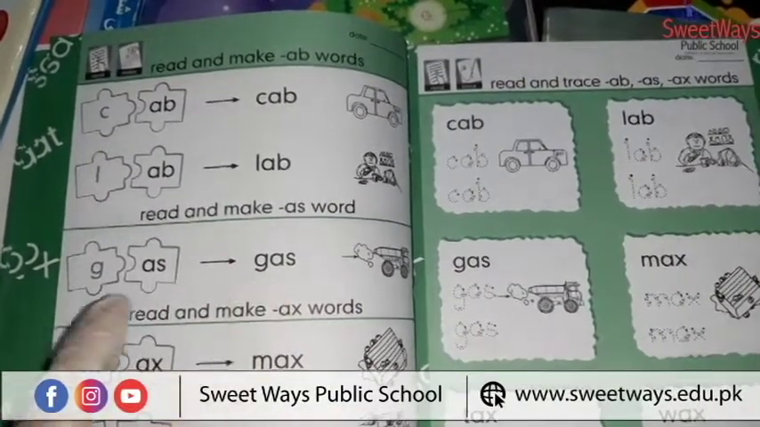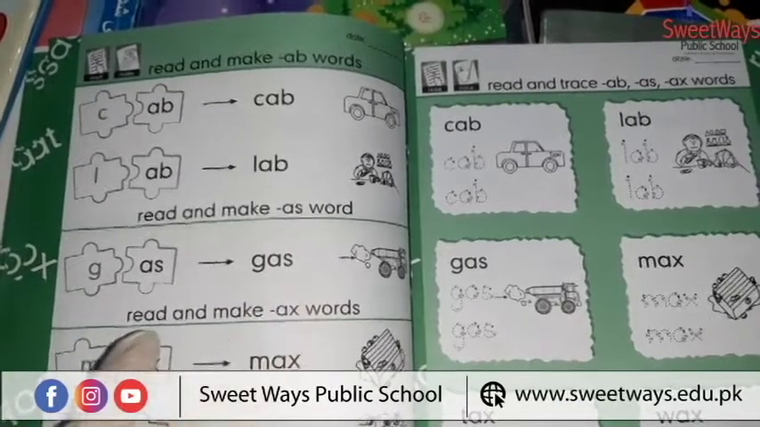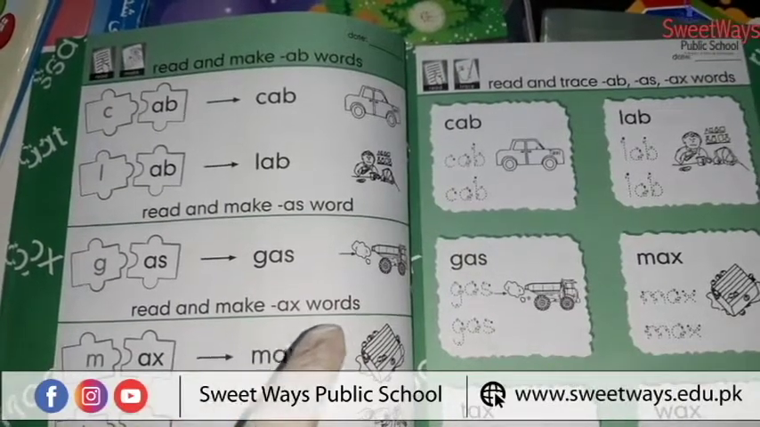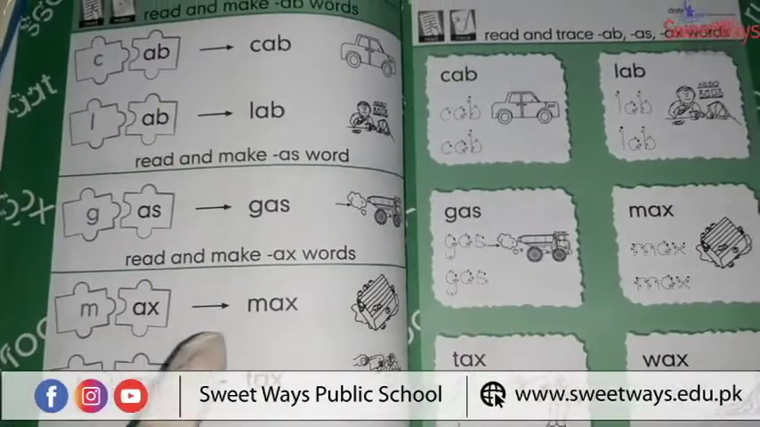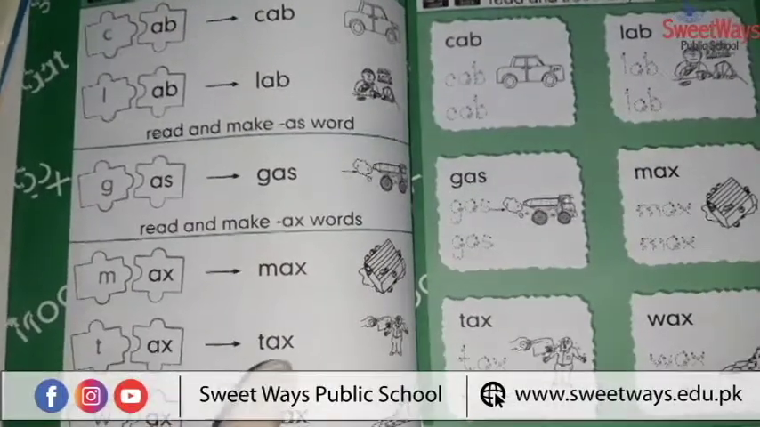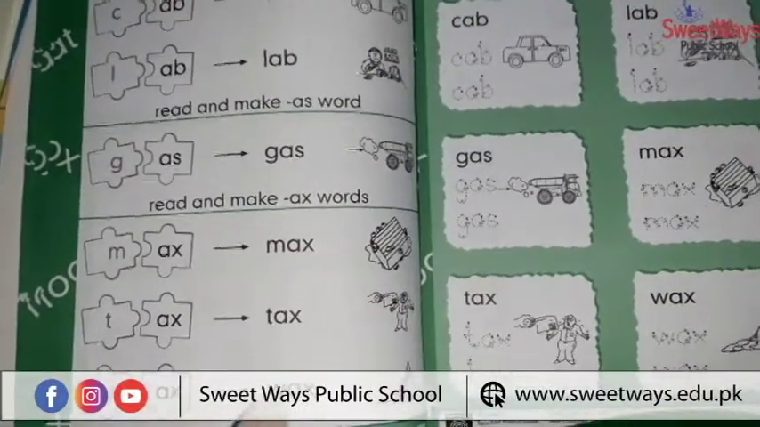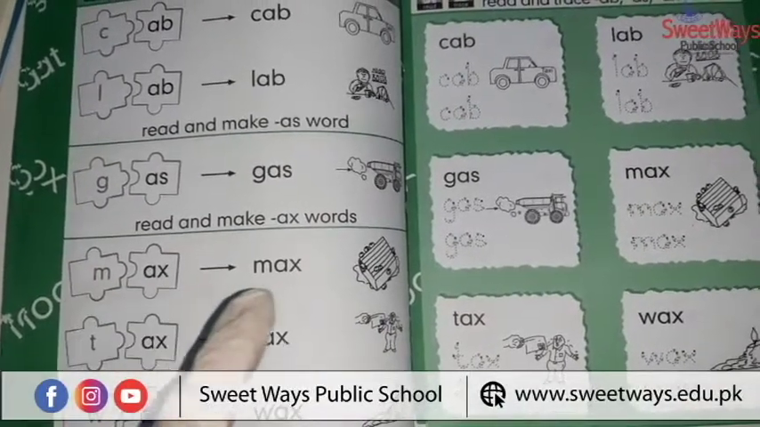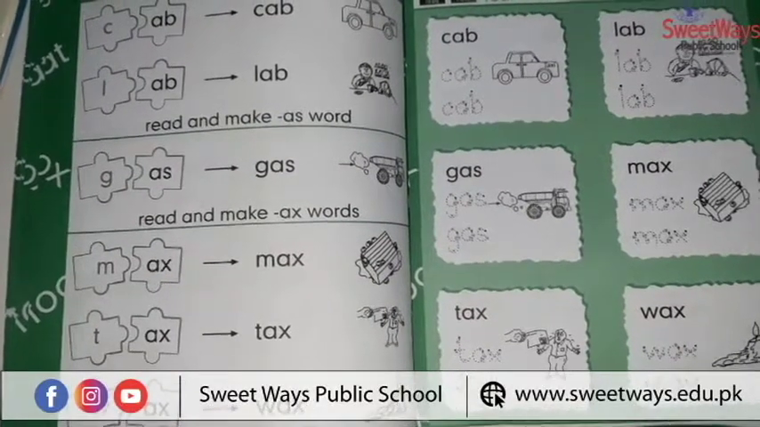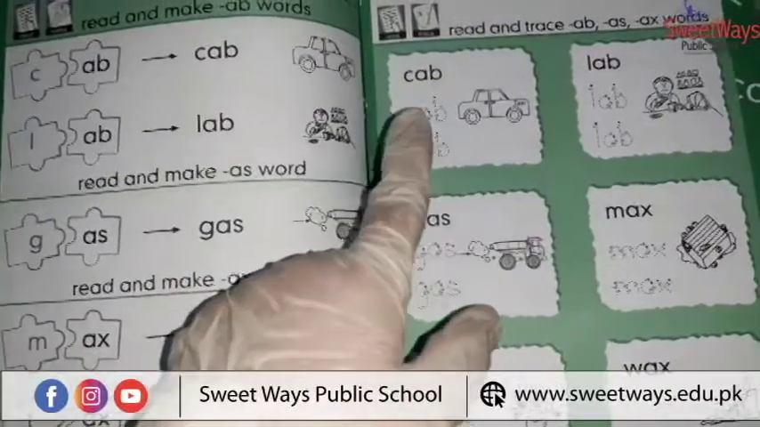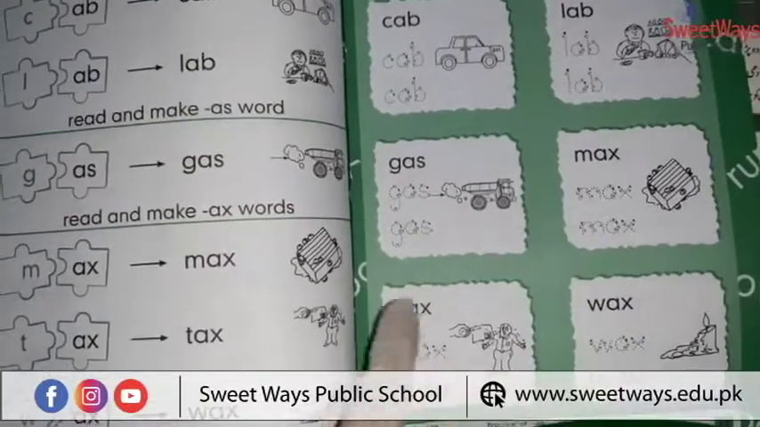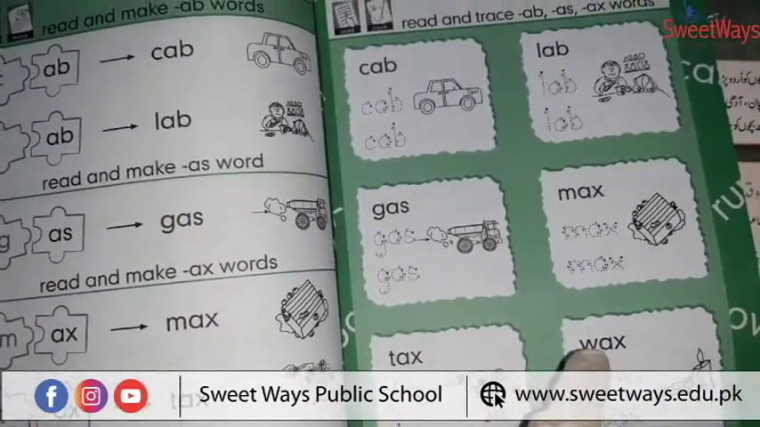Gas, gas. Read and make words. Max, max, tax, vex, max, tax, vex. Cab, lab, gas, max, tax, vex.